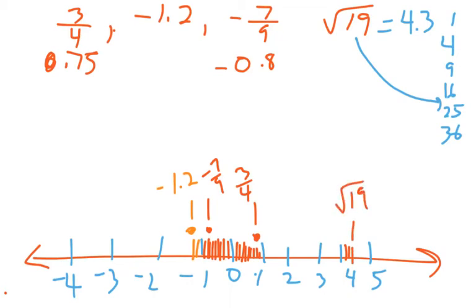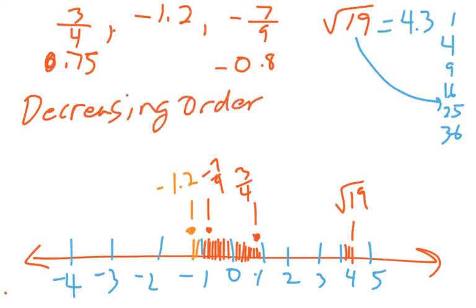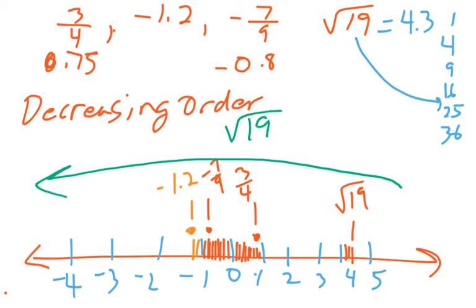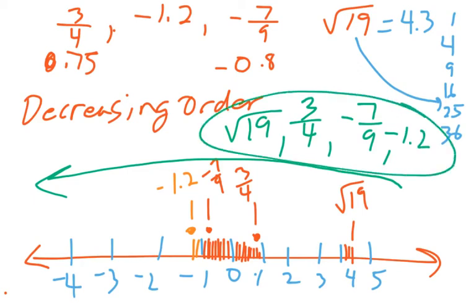Okay? Now if you remember the question on the last page, the final thing we had to do was decreasing order. So now that we graphed the numbers, decreasing order is very easy. We just look on our number line and write the numbers down from right to left. Because here's the bigger numbers, right? And it gets smaller as we go this way. So I have the square root of 19, 3/4. They're both positive, right? That makes sense. Then negative 7/9, and then negative 1.2. So there would be the values written down in decreasing order. If you were doing increasing order, you would just reverse that.